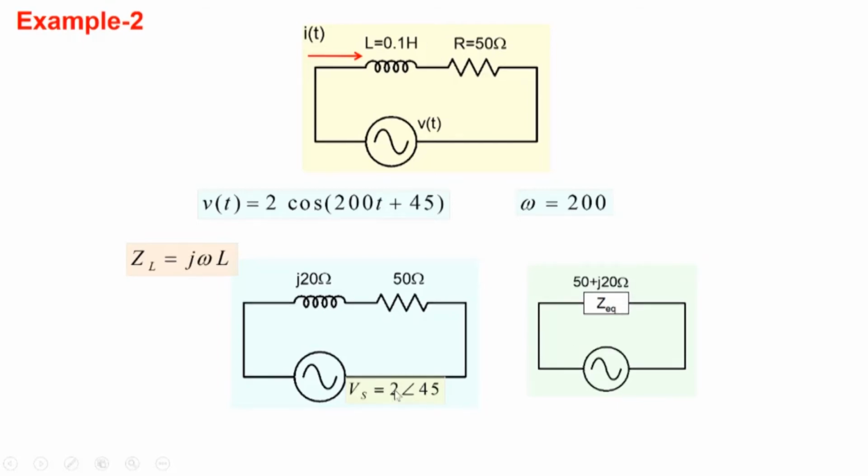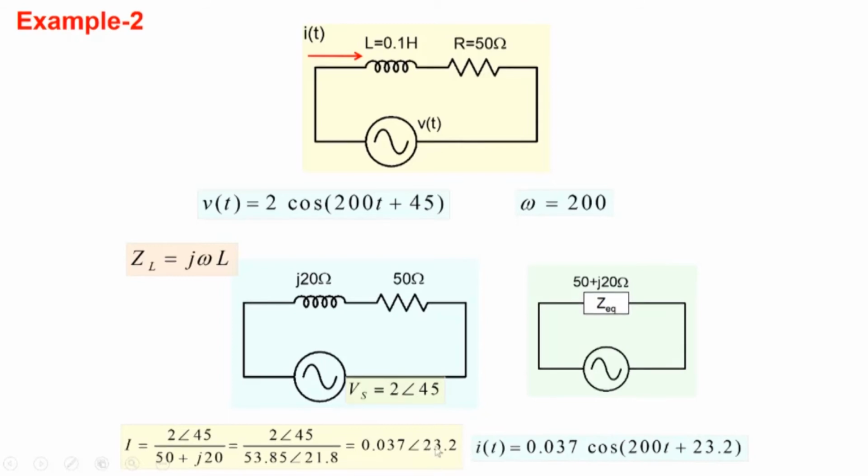We know the input here. So we can calculate what the current flowing through my system will be, equal to 2 angle 45 divided by 50 plus j20 here. Now 50 plus j20 is a representation of a complex number in rectangular form. Convert it into polar form, or phasor form, 53.85 angle 21.8 here. Then divide the amplitudes, subtract the angles, and you get I equal to this form here. And then of course, convert it back into your time domain. Keep the amplitude as it is, 0.037, cos omega t will be there like before, and add the phase here, 23.2, and you get the answer here.